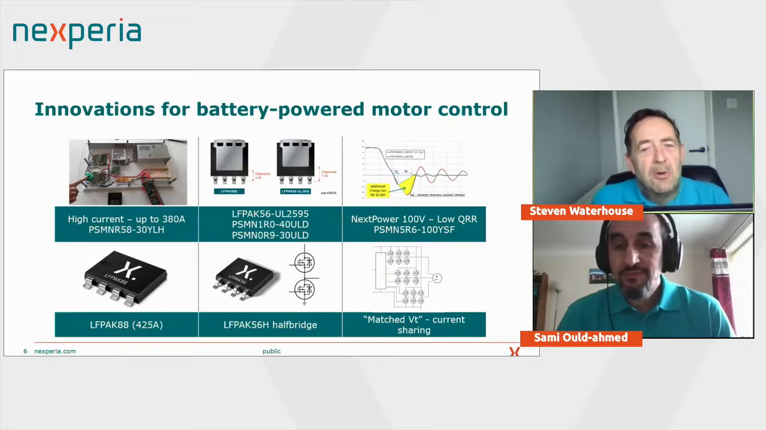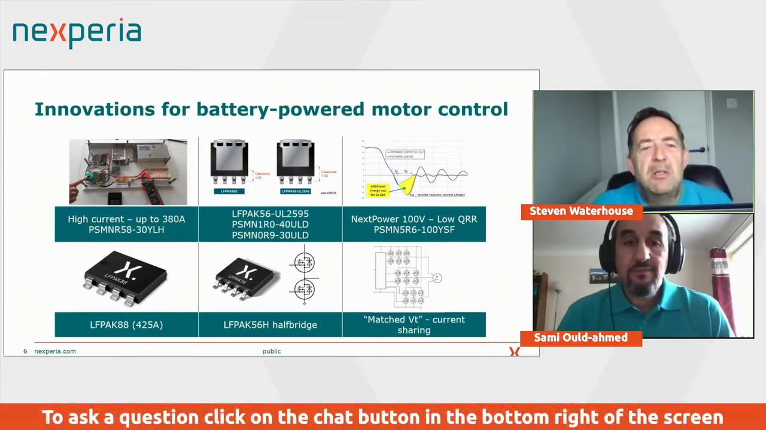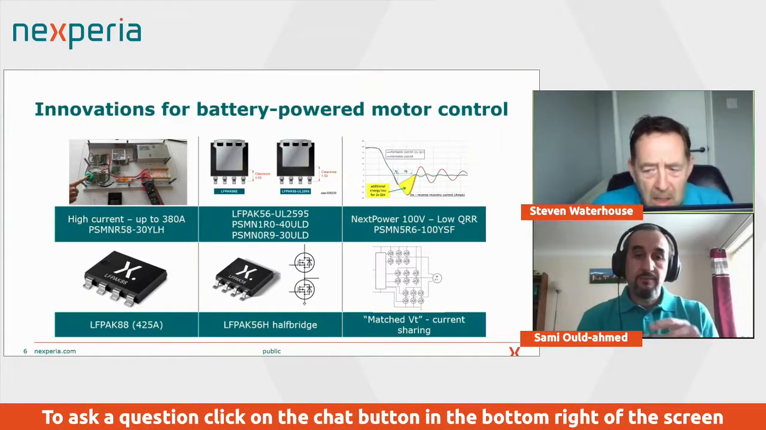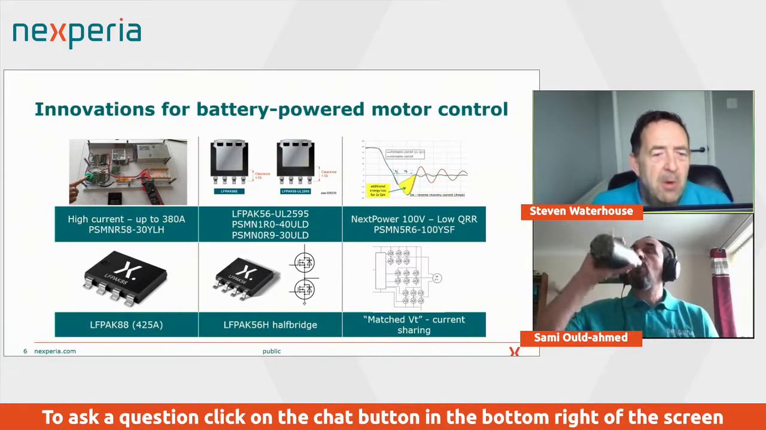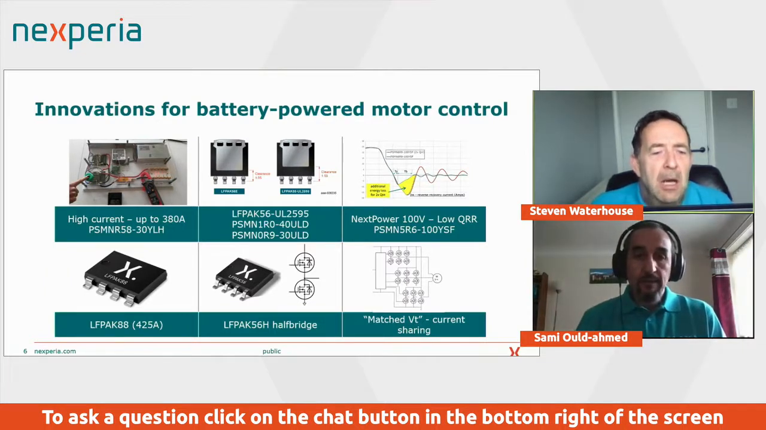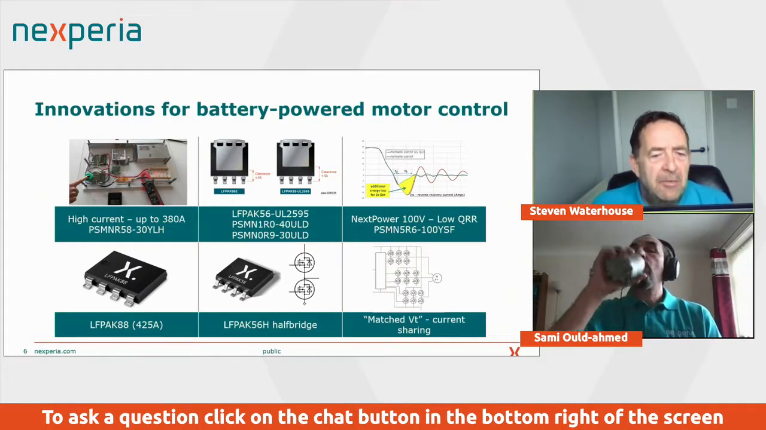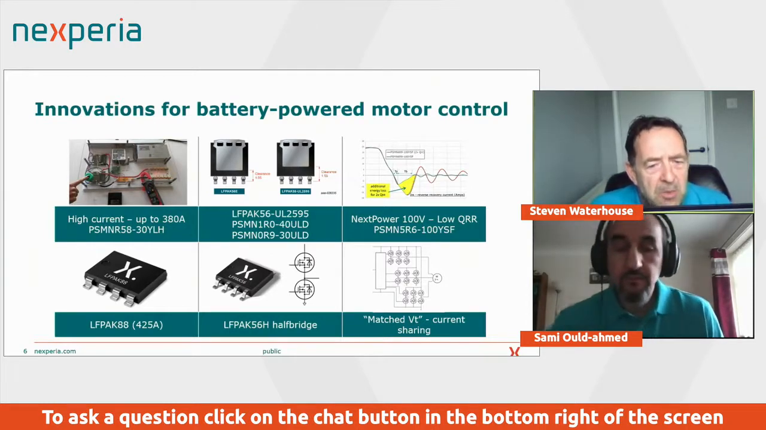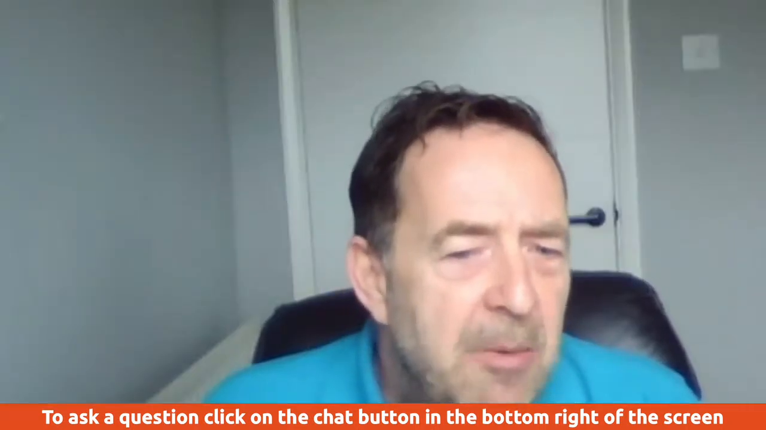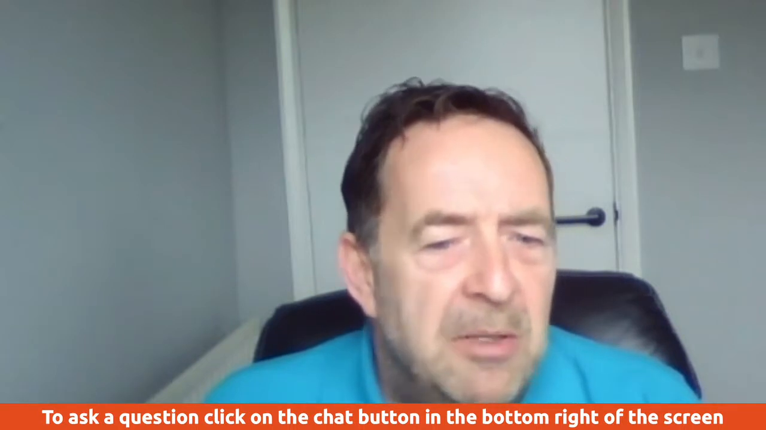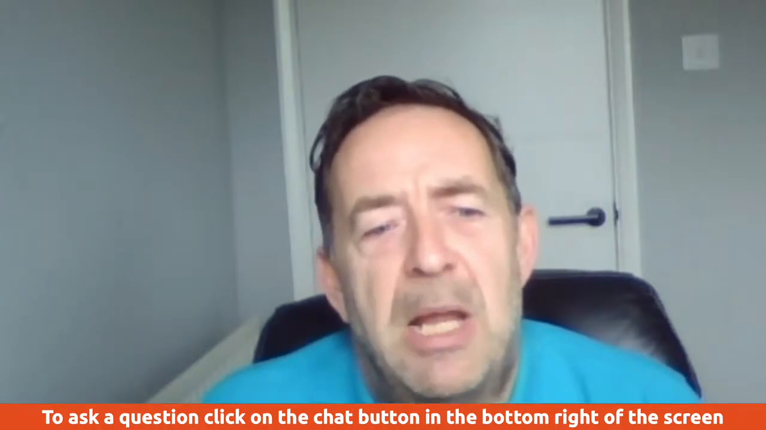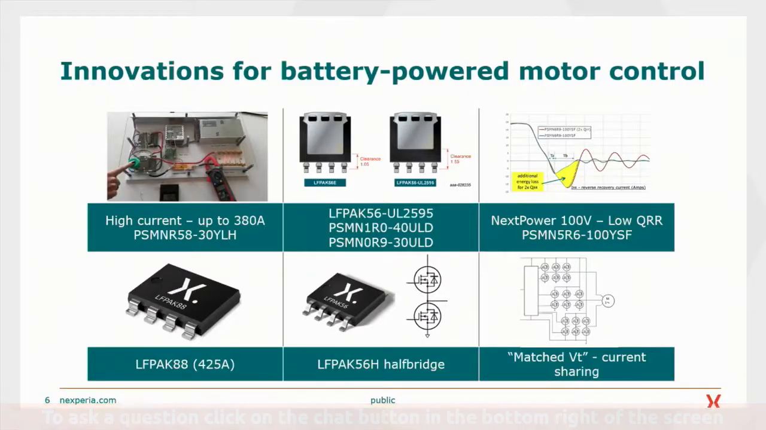Thanks, Sammy. So I'm going to quickly go through some of the innovations that Nexperia have developed for battery-powered motor control. One that we're quite keen to promote is the high current capability. We've got a session immediately after this one, in half an hour or so, where we talk about the high current capability of the LFPAK. This goes up to 380 amps, and we can see there we've got a 0.58 milliohm, 30 volt device which has that rating. We can demonstrate that rating and have some online videos, which you can see as well.